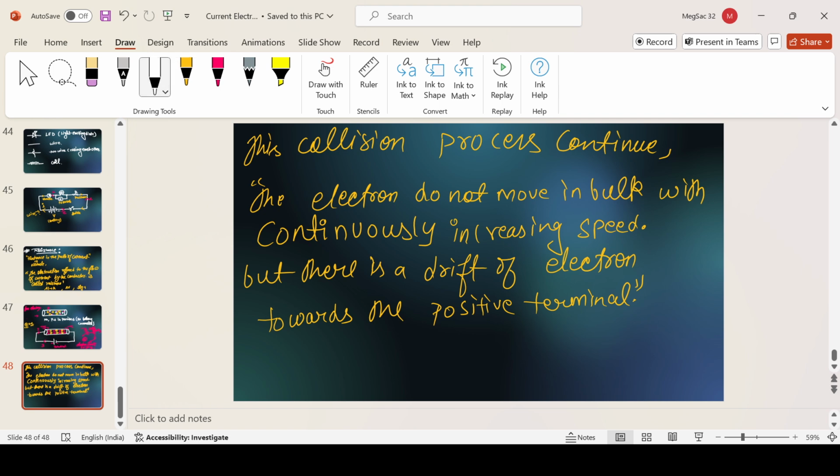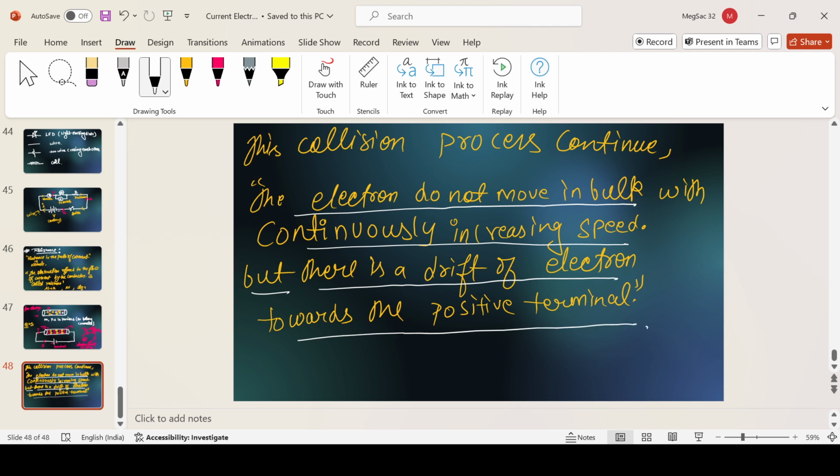So what is it saying? The electron do not move in bulk, इकट्ठा move नहीं करते हैं with continuously increasing speed, but what they do, there is a drift of electron. Drift of electron means they increase the speed, then stop, then again increase the speed, then stop, and like this they keep moving towards the positive terminal. Okay. Got it, everyone? Everyone means everyone, all. ठीक है? कोई डाउट प्लीज आस्क मी इफ देयर इज एनी डाउट.